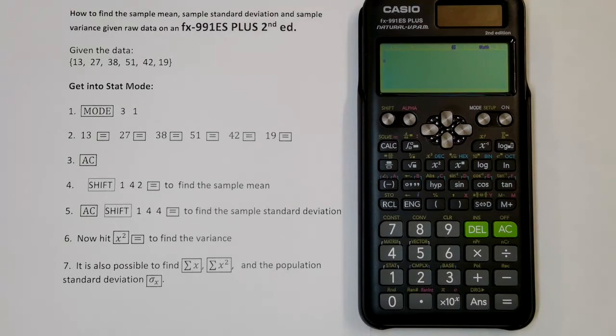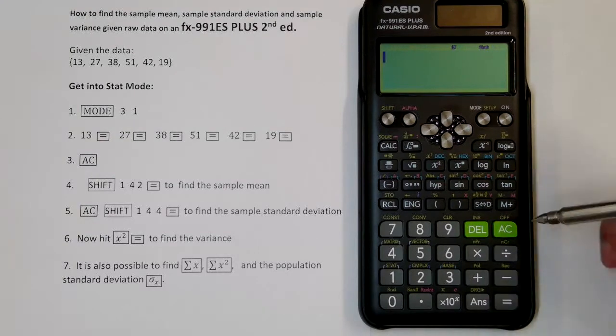Hello, in this video, I'm going to show you how to find the sample mean, sample standard deviation, and sample variance given raw data, and how to do that on an fx-991ES Plus, second edition by Casio.